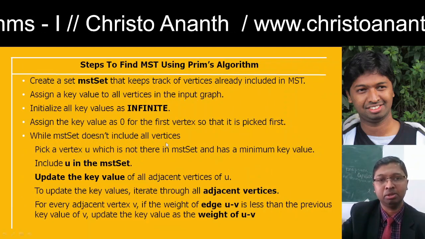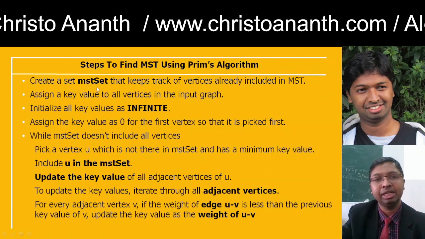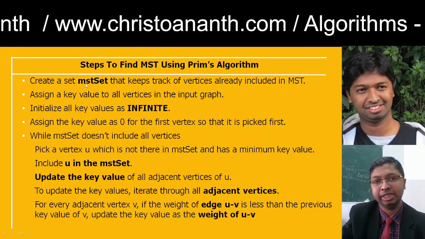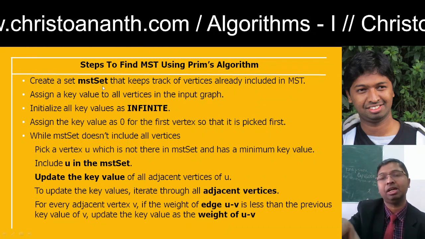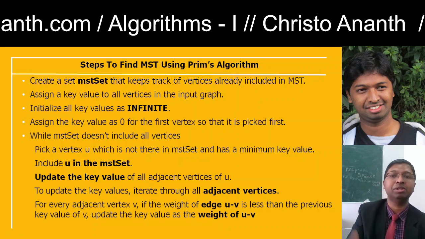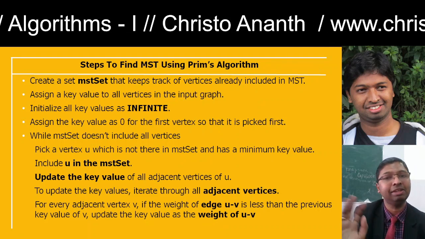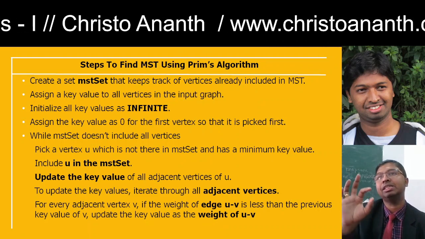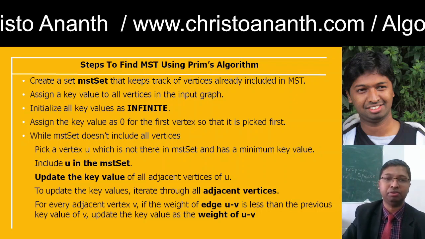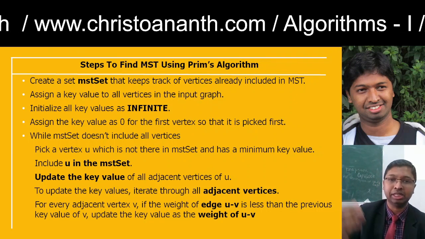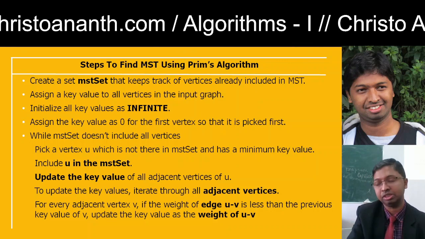So these are the steps. First of all, create a minimum spanning tree set, the MST set, that keeps track of the vertices already included in the minimum spanning tree, and assign a key value. Initialize all the key values to infinite, and assign the key value 0 to the first vertex that is to be picked.